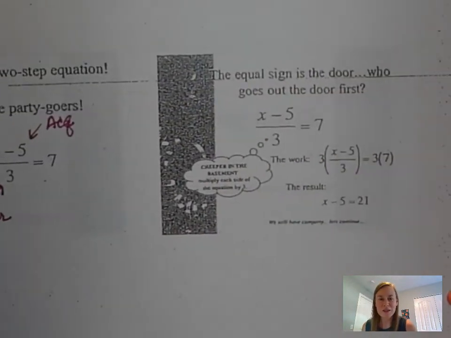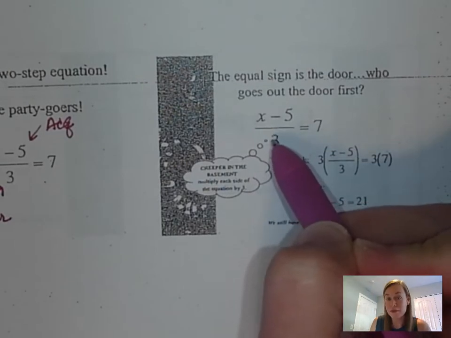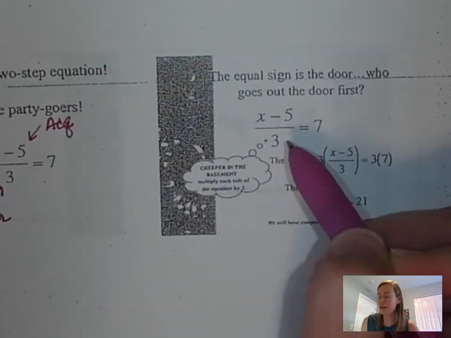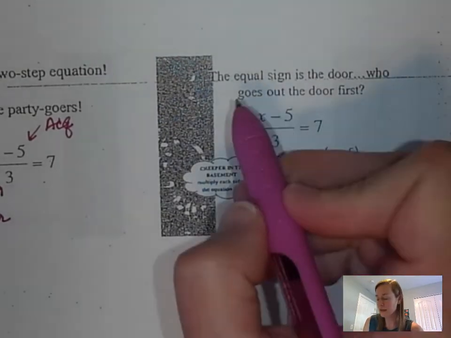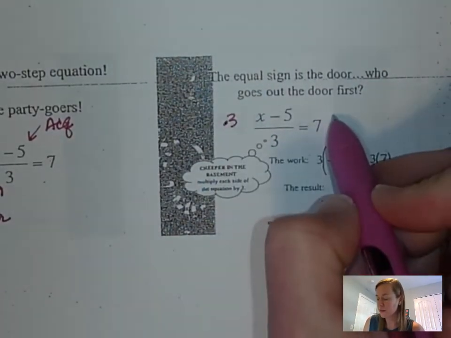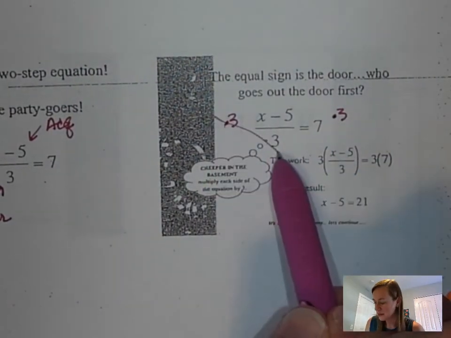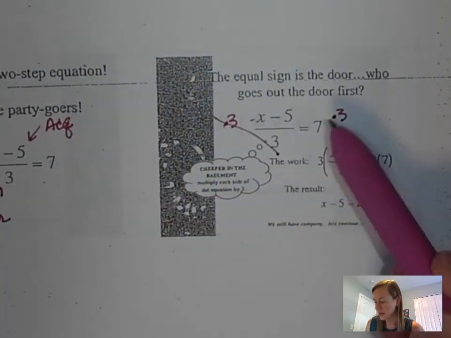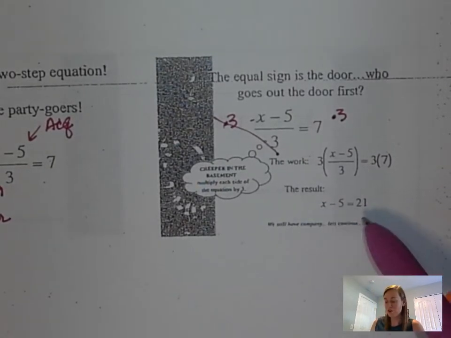They kind of show us how to do that over here. Basically, right now it's being divided by 3, so to get rid of the creeper, we need to multiply both sides by 3. That's what they've done here. Sometimes I like to write it like this, and it means exactly the same thing. And then the result, that cancels. You bring down your x minus 5, and then 7 times 3 equals 21. So now we have x minus 5 equals 21.